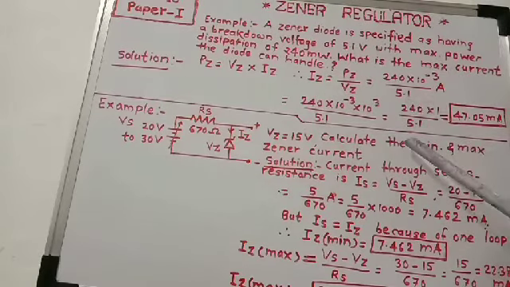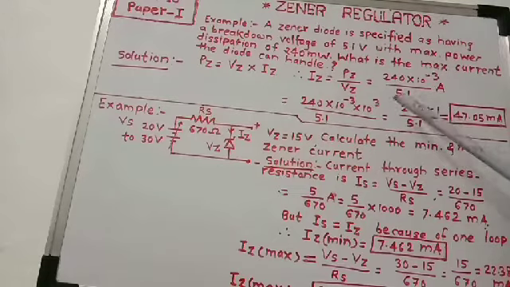240 divided by 5.1. Now log of 240 minus log of 5.1, you can calculate this by using the log table, then take its antilog, and the answer will come 47.05 milliampere.